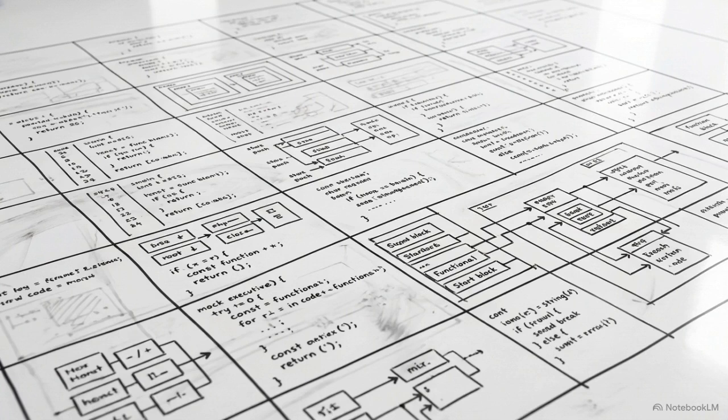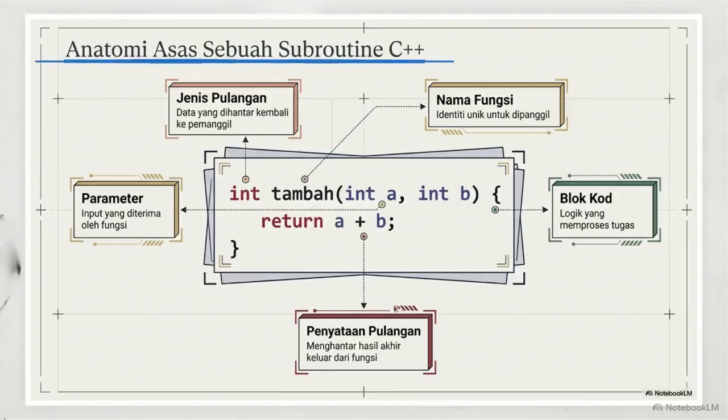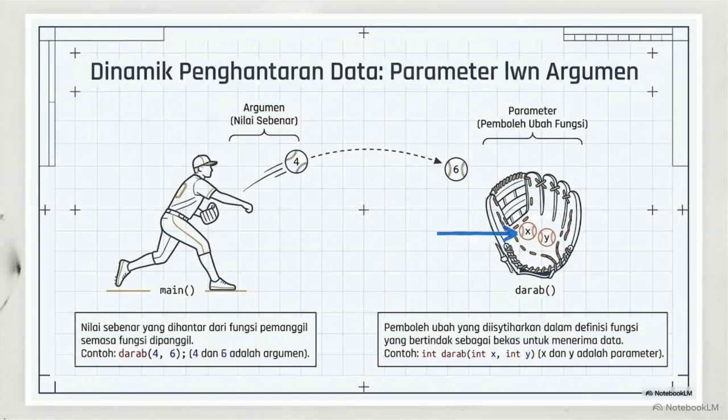Before a subroutine can be used securely, the developer has to define its rules of engagement using specific C++ syntax. This blueprint outlines the 4 anatomical requirements of every C++ function. It dictates the return type, a unique function name to act as an identifier, the incoming parameters, and the central logic block. To understand data flow, we compare parameters and arguments. The baseball pitcher represents the main program, throwing an argument, a concrete numerical value, like 4. The catcher's mitt represents the parameter, a local variable container built specifically to catch incoming arguments.